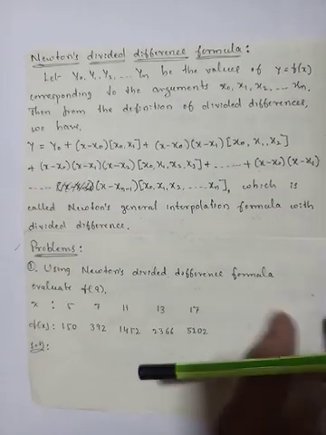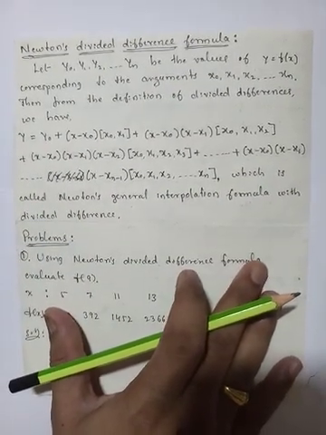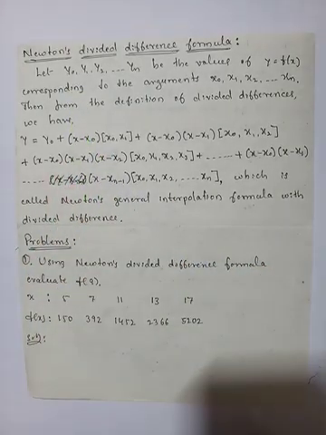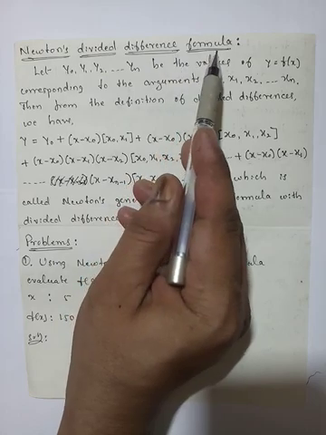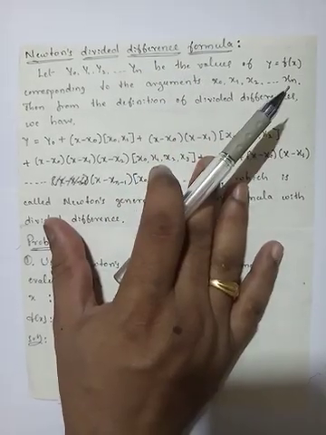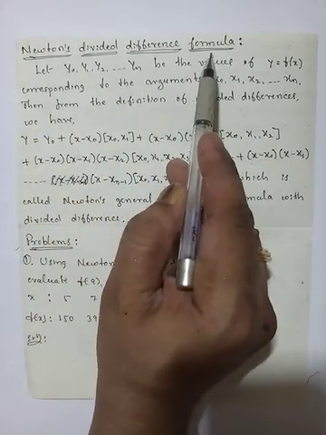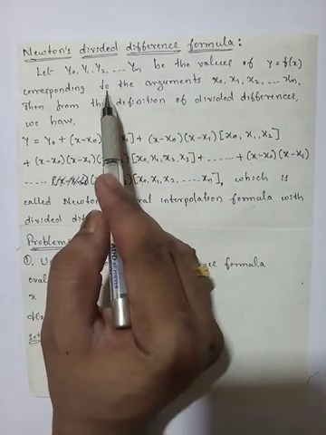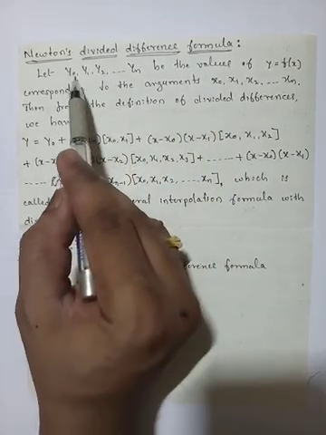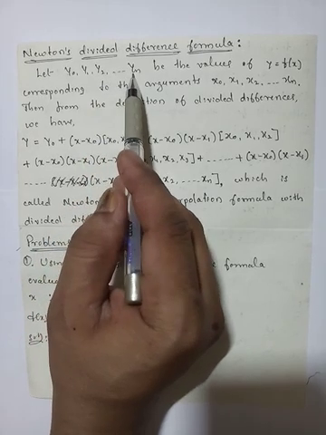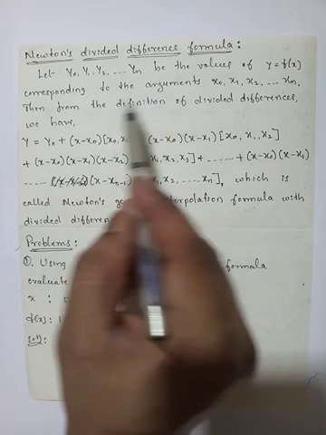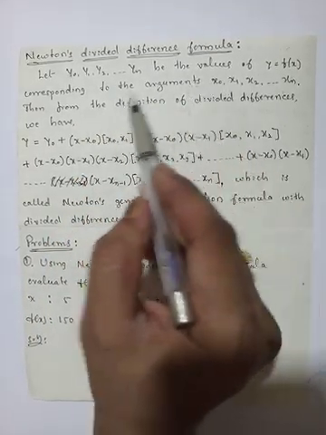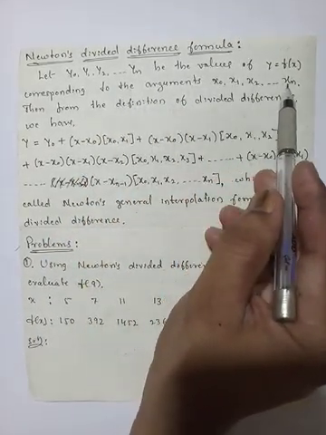Now with the help of these divided differences, we consider the numerical method. The name is called Newton's divided difference formula. This is the numerical method, Newton's divided difference formula. Now as per this method, y0, y1, y2, and so on up to yn are the values of y, and the corresponding values of x are x0, x1, x2, and so on up to xn.